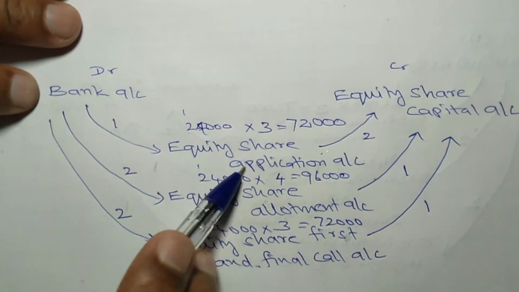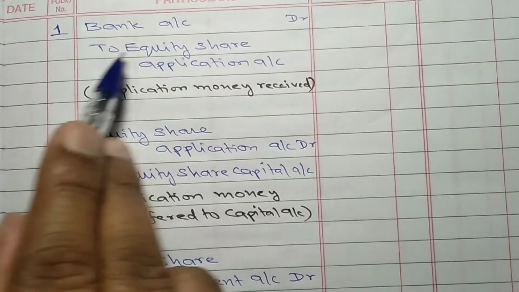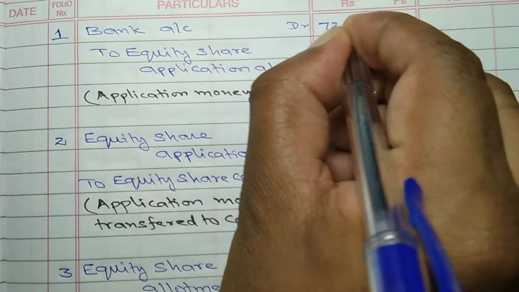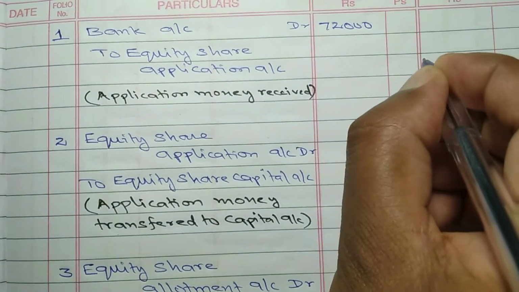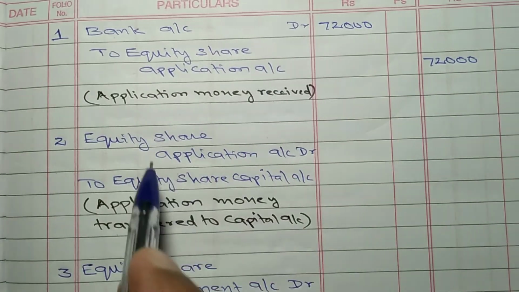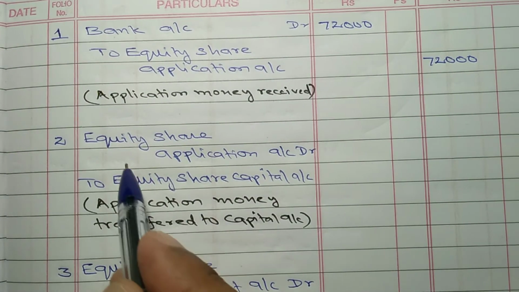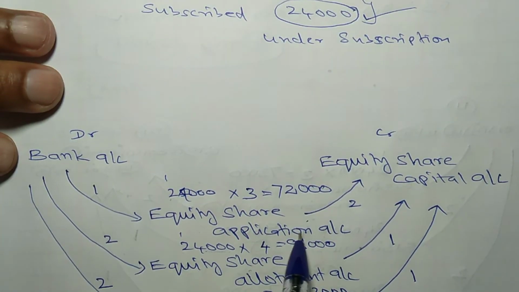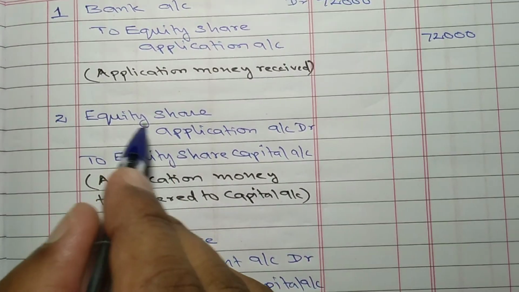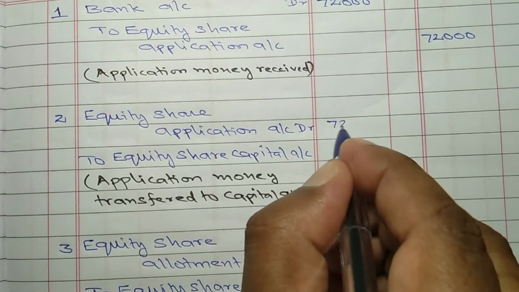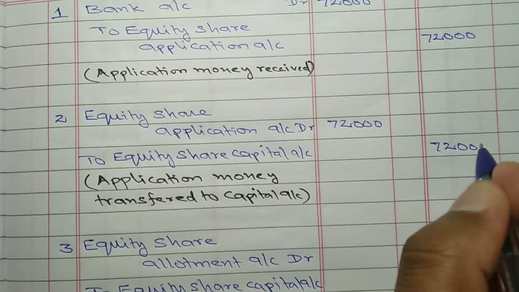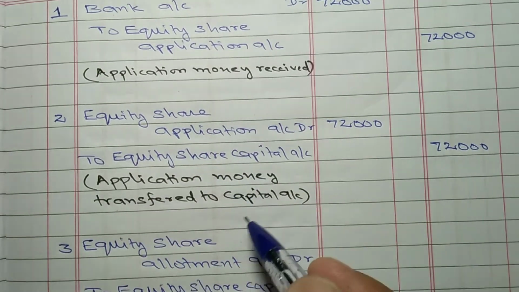Bank account debit to equity share application account 72,000. Debit 72,000, credit 72,000. So that is application money received. Bank comes, received. Then it should be transferred to capital. So equity share application account debit to equity share capital account. Second entry in this way. Same 72,000. Equity share application account debtor 72,000, equity share capital account 72,000. That is application money is received, that is transferred to capital account.